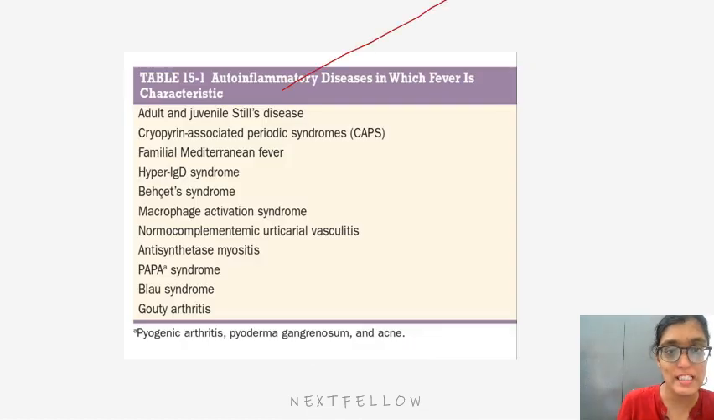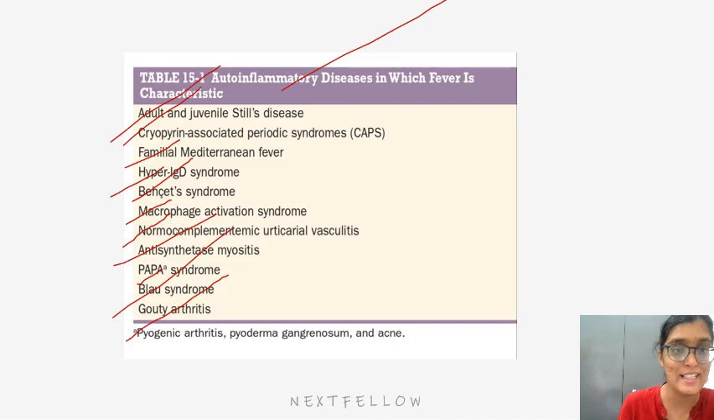Autoinflammatory diseases are those in which fever is characteristic. There is adult and juvenile Still disease, cryopyrin-associated periodic syndrome, familial Mediterranean fever, hyper IgD syndrome, Behçet syndrome, macrophage activation syndrome, non-complementemic urticarial vasculitis, antisynthetase myositis, PAPA syndrome. There is polygenic arthritis, pyoderma gangrenosum, Blau syndrome and gouty arthritis.